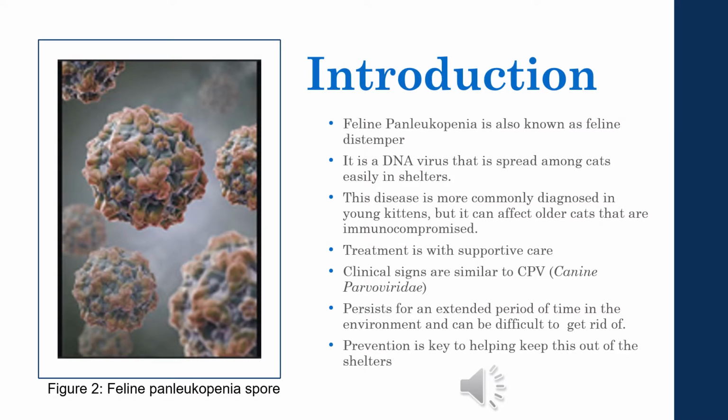Introduction. Feline panleukopenia can be a devastating disease in young cats or old, immunocompromised cats in a shelter. This disease is a DNA virus that can cause severe dehydration from vomiting and diarrhea. This virus is like the canine parvovirus in puppies. The cats will have many of the gastrointestinal distress or upset signs when they have this disease. If not treated as soon as possible with supportive care, the cats can pass away. Prevention is key to helping the cats not get this disease when they come into the shelter.